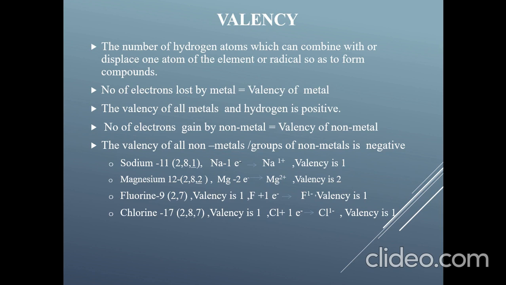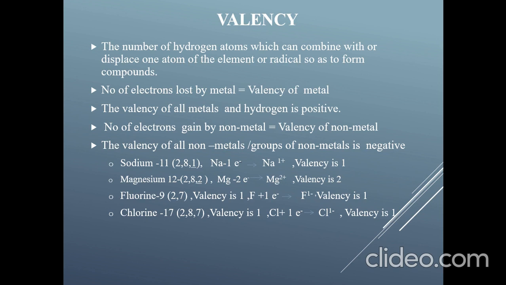Now let us consider the example of sodium with atomic number 11. So the electronic configuration will be 2, 8, 1. There is one electron in its outermost shell. So what will it do? It will lose one electron. So it loses one electron. That's why its valency is 1. In case of magnesium, the atomic number is 12. So the electronic configuration is 2, 8, 2. Magnesium loses 2 electrons and so its valency is 2.